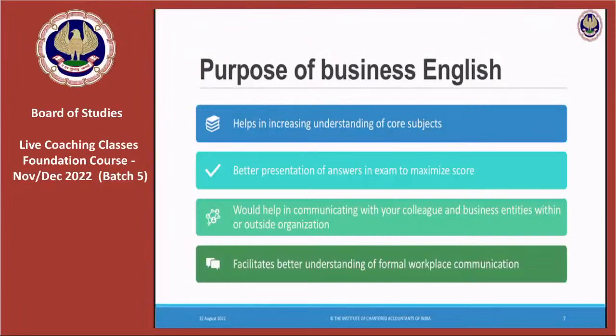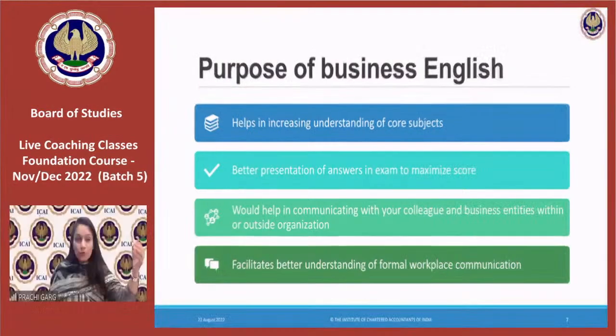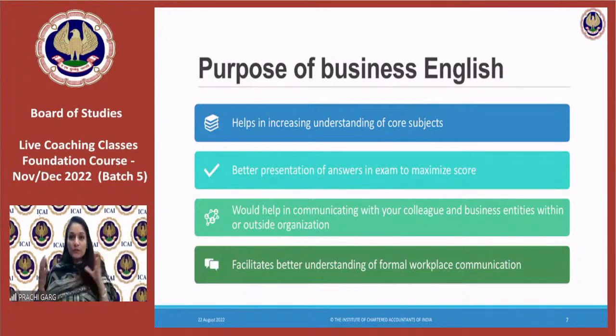First, it helps in understanding your core subject. Basically, it helps you understand the other subjects you are doing for your foundation course and what you'll be doing henceforth. Whatever you learn and grasp from your profession and subjects in these 3 to 4 years, you can interpret it in a better way and start writing in a better way in your exams, which can help you later on. Better presentation of answers in exams to maximize score.